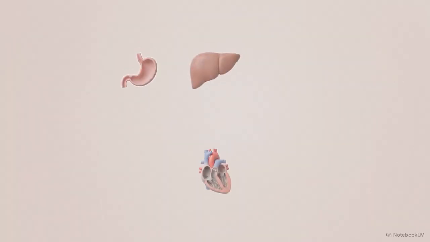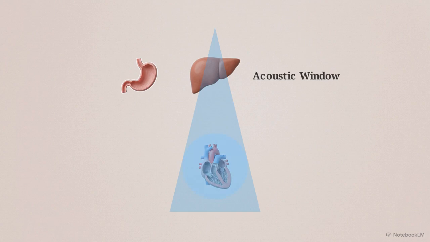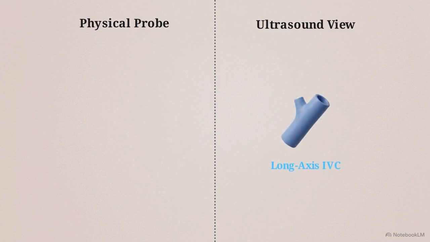This simulation shows why we use this angle. The dense tissue of the liver acts as an acoustic window, allowing us to see the heart chambers below while bypassing the gas in the stomach entirely. Keep the right atrium in view and rotate the probe 90 degrees clockwise so the indicator points toward the feet. This brings the inferior vena cava into a long axis view.